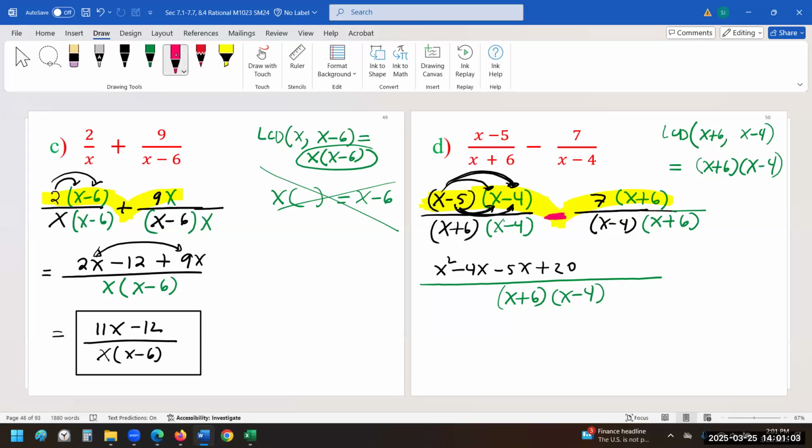So when you subtract, what happens to the sign on the numerator? It changed. So the plus will turn into minus. So you have minus and minus. What do you have here? 7 times x and 7 times 6. 7 times 5, 35. It's 42. So for addition, we don't worry about changing sign, but for subtraction, be very careful. You always have to change sign.